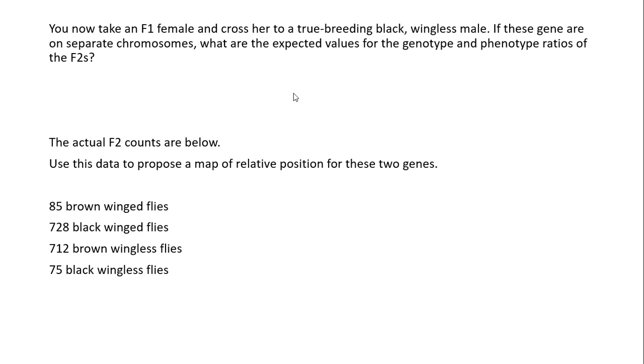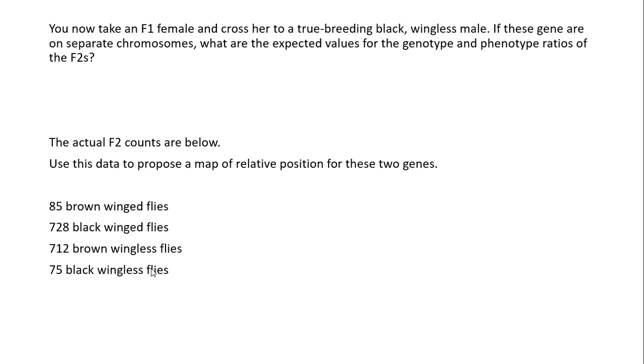And so I'm going to let you solve that one. That one should be straightforward. So that's sort of Mendelian genetics. If they're not linked, if there's independent assortment, what would you expect? But what we actually get are the counts below. So you get 85 brown winged, 728 black winged, 712 brown wingless, and 75 black wingless.